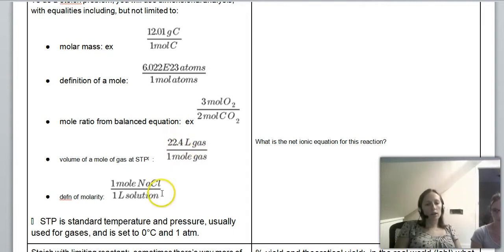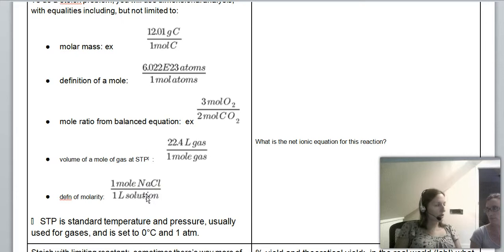And then one equality that we haven't used super much, but that we will be using more when we get into stoichiometry that goes on in aqueous solutions, is the definition of molarity, which we've learned about, which is that 1 mole per liter is 1 molar. But this one ends up getting used when they say, you are given 250 milliliters of 2 molar sodium chloride solution.